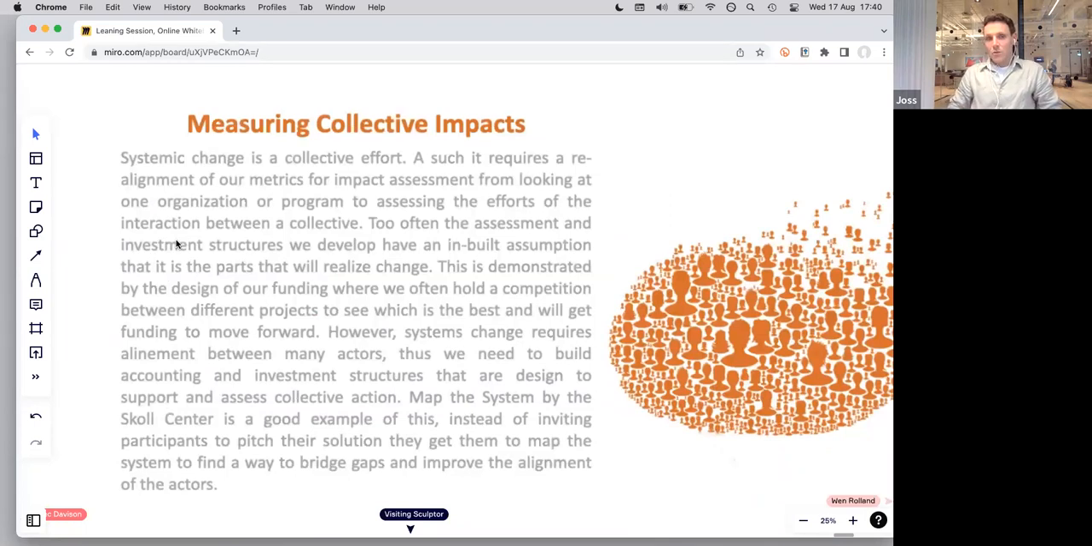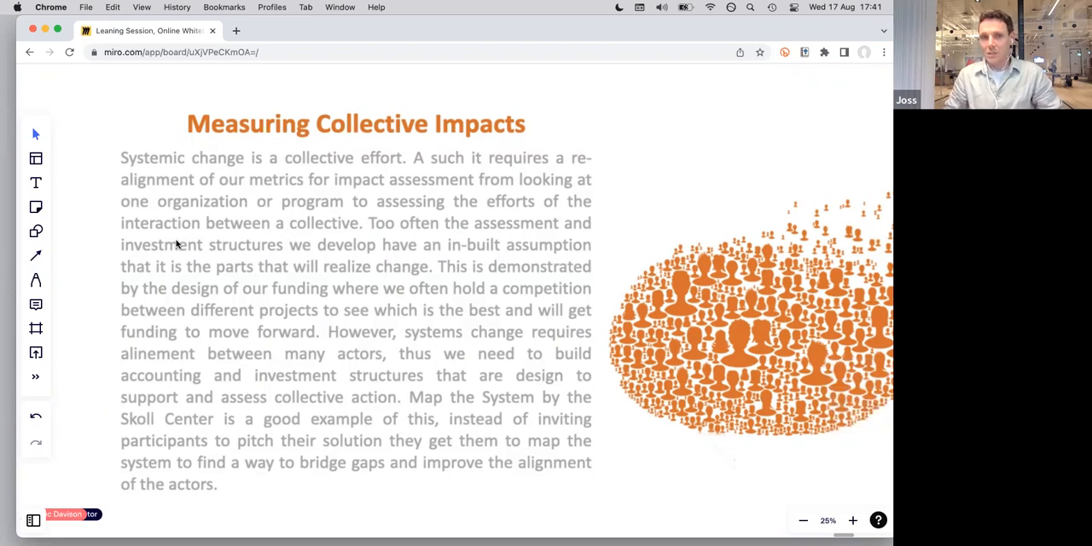And this is part of what we struggle with, because a lot of the way we do metrics is associated to individual organizations. What has my organization or this other organization achieved? When what's really needed to change a system is collective coordinated action. And thus we need to be investing, incentivizing and assessing for actually collective action. As such, it requires a realignment of our metrics for impact assessment from looking at one organization or program to assessing the effects of the interaction between a collective.